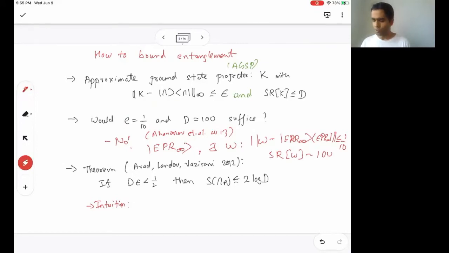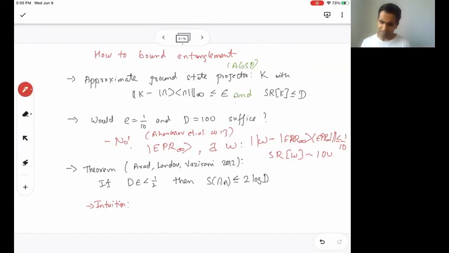For those who already know, this construction of W comes from quantum expanders, which many of you might have seen. It turns out that to prove an area law, one has to have a very fine play of these parameters D and epsilon. So this is a theorem that we'll be using, due to Arad, Landau and Vazirani. It says that if we can find D and epsilon such that D epsilon is less than half, which this would not satisfy, then the entanglement entropy scales as twice log D.